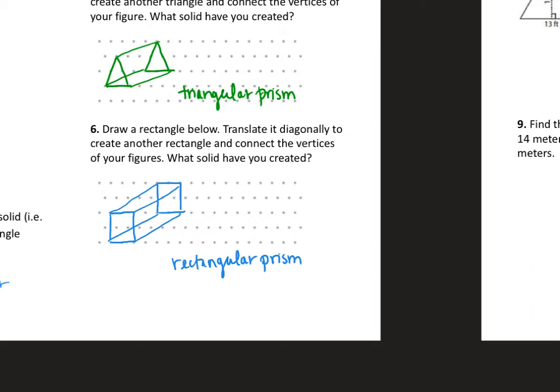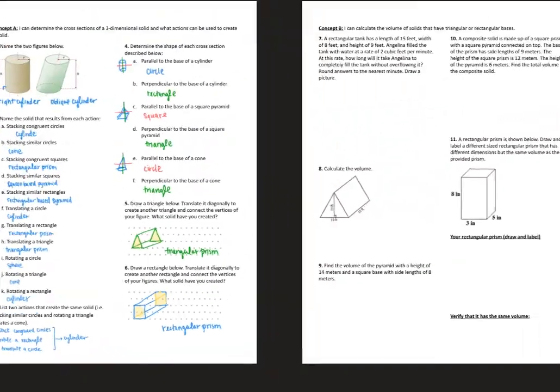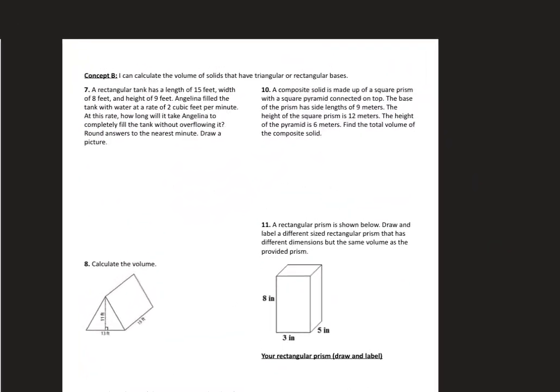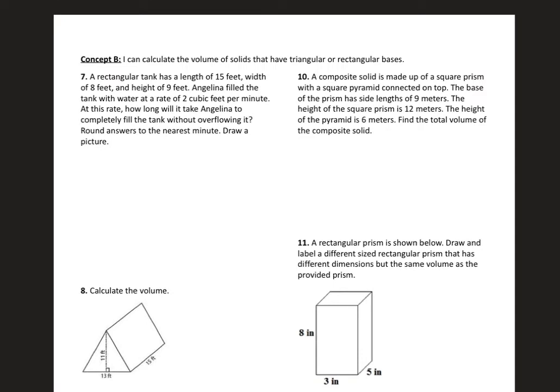And remember, anytime you're translating, you're basically copying and pasting the base, which results in two bases, which we know are prisms. So anytime we're translating, we're copying and pasting the base, and we end up with a prism. All right, looking at the next concept. So concept B says I can calculate the volume of solids that have triangular or rectangular bases. So in these problems, we're only looking at triangular based figures and rectangular based figures.